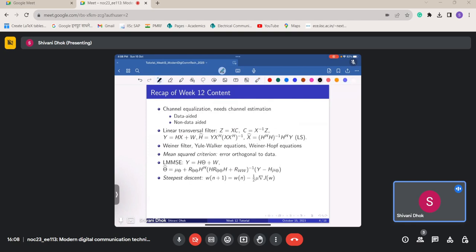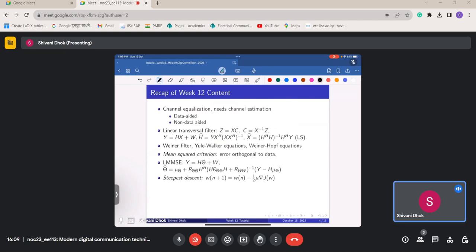It says that if you want to estimate h, and let's say your estimate is h hat, then your error, that is h minus h hat, will be orthogonal to your data. Your data will be your signal that you are receiving, that is y equal to hx plus n. Based on this idea, the next estimate, that is the linear minimum mean squared error estimate, was discussed.